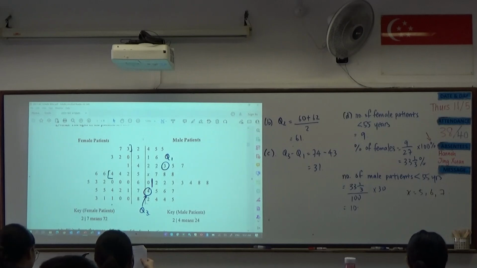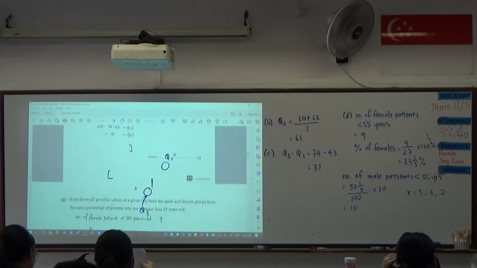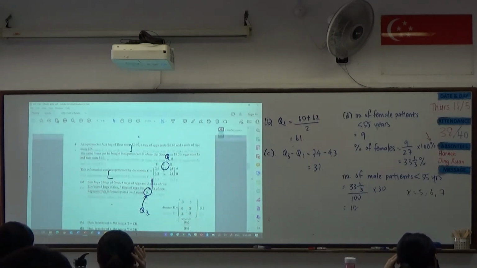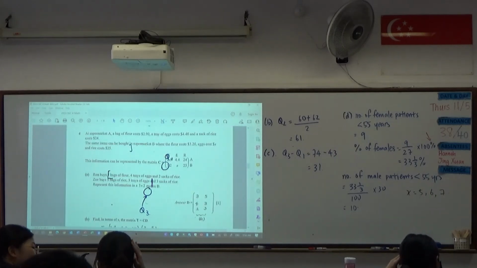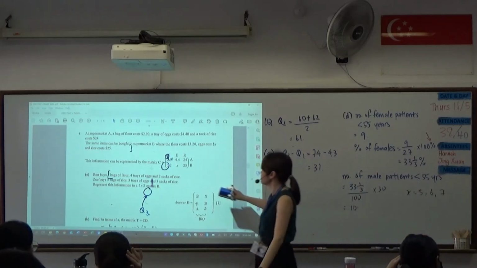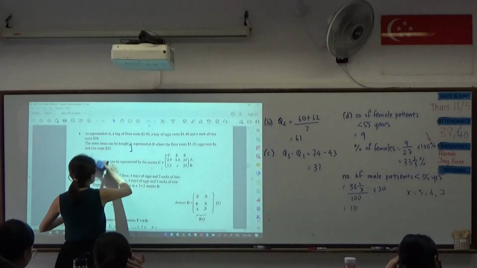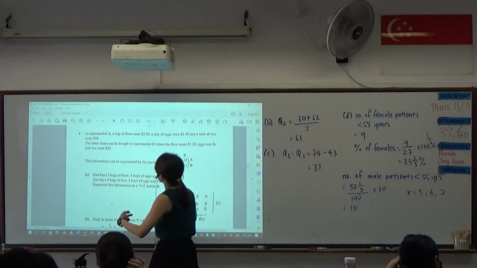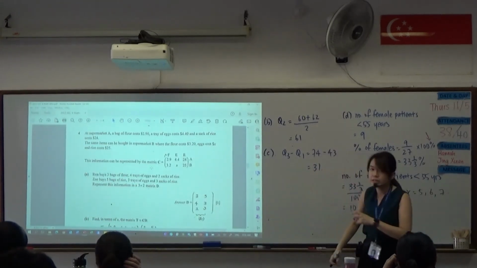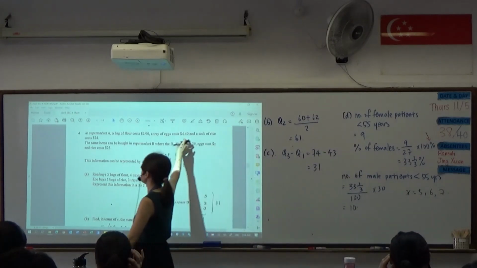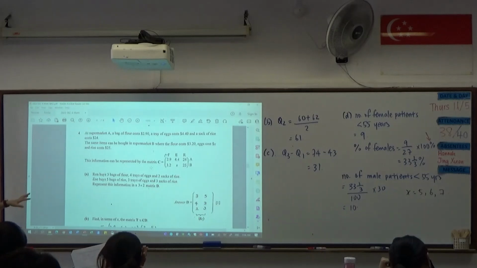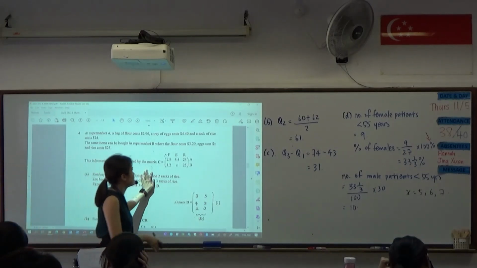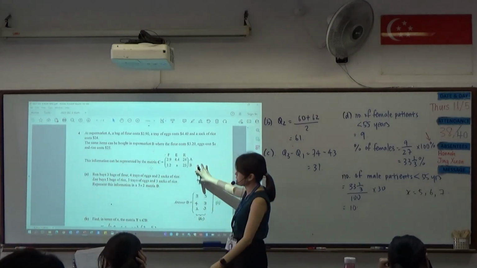Okay, next question 4. Okay, for question 4, right? It says that there's a supermarket A, and then there's different costs for different items, and then there's also supermarket B, which sells the same items in different costs. The information that can be represented is in this matrix C.